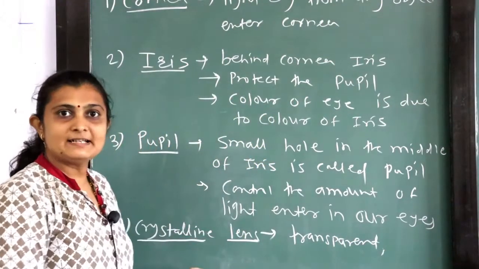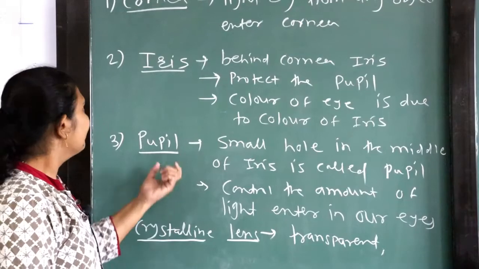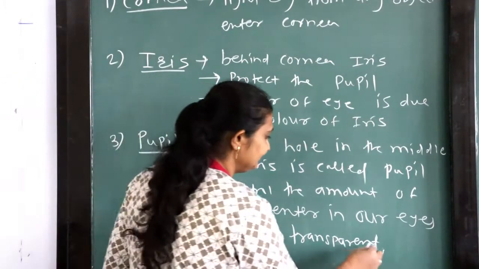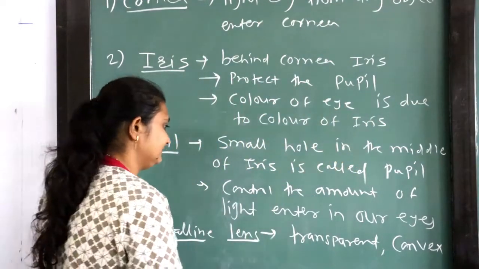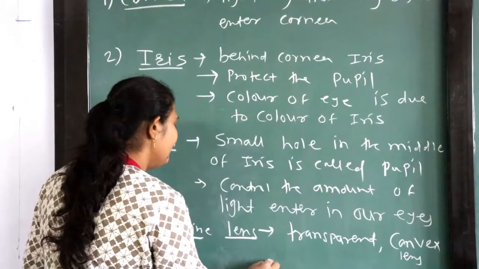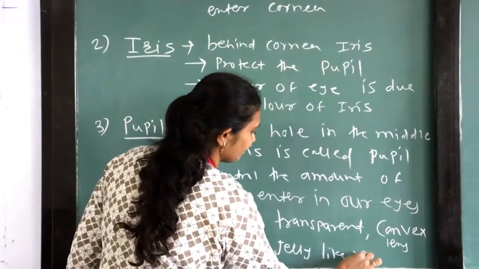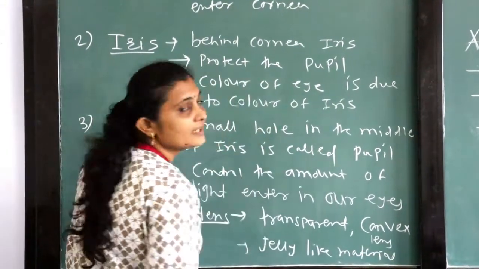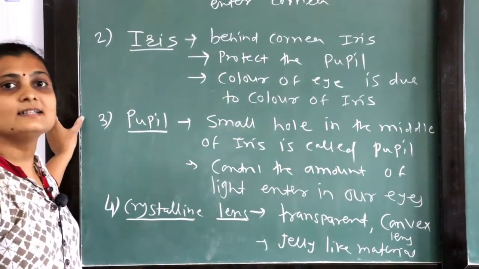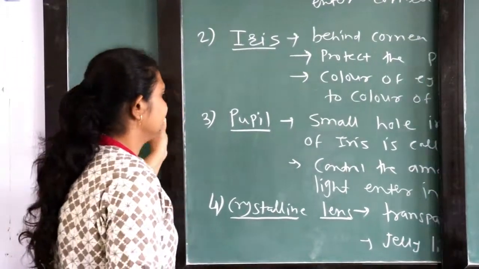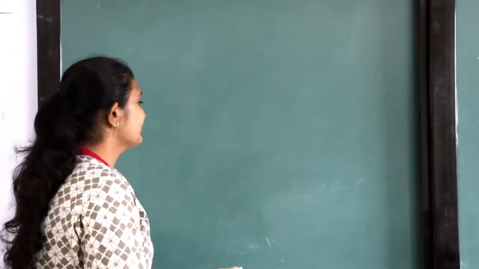In the previous chapter we saw two types of lens. One is the convex and the other is the concave lens. But this eye lens is convex. It is a convex lens made up of jelly-like material. This is about the crystalline lens. What is the next part? That is the ciliary muscles. Fifth one, ciliary muscles.